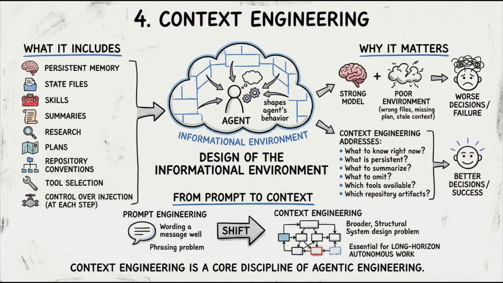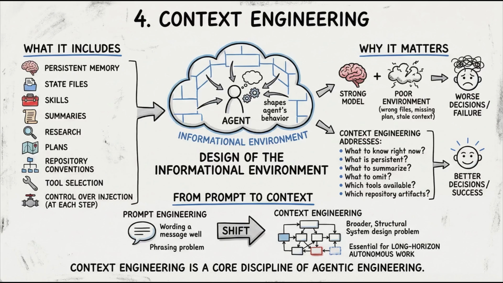This includes managing persistent memory, state files, and the specific skills an agent can use. It involves providing background research, active plans, summaries of past actions, coding conventions, and carefully selecting which tools are available at any given moment. Ultimately, it is about having precise control over exactly what information gets fed to the agent at every single step of a process. Because of this, context engineering has become one of the absolute core disciplines of building effective AI agents.